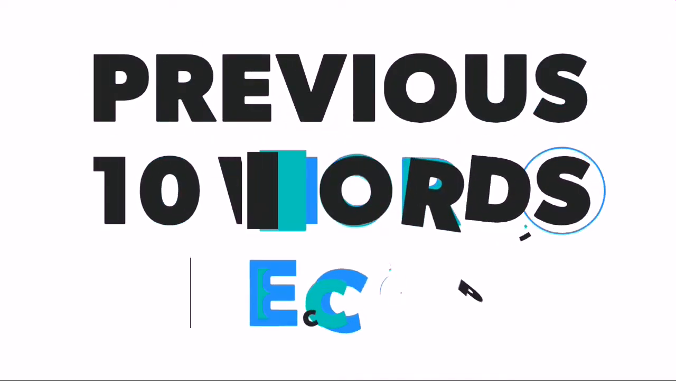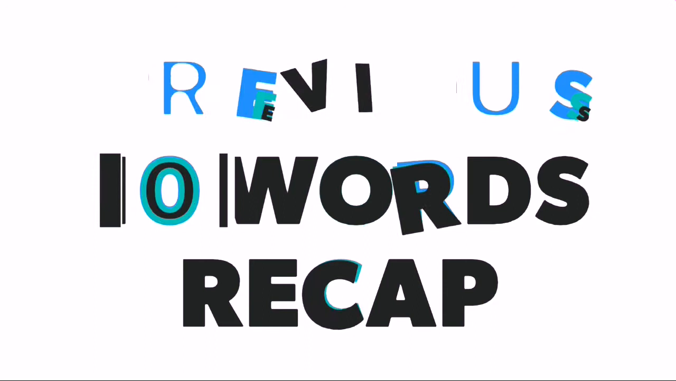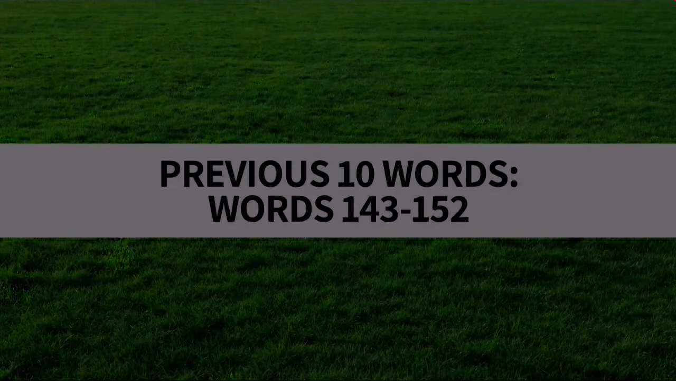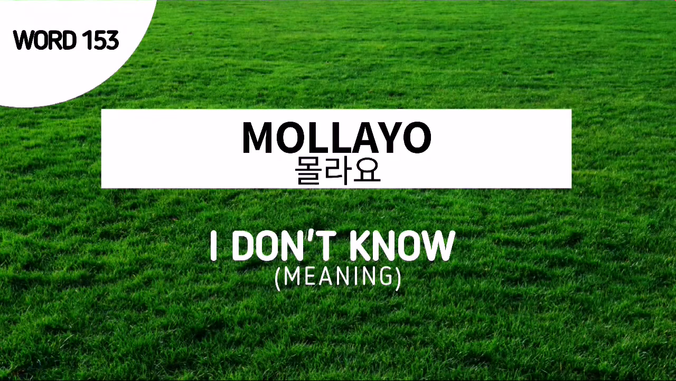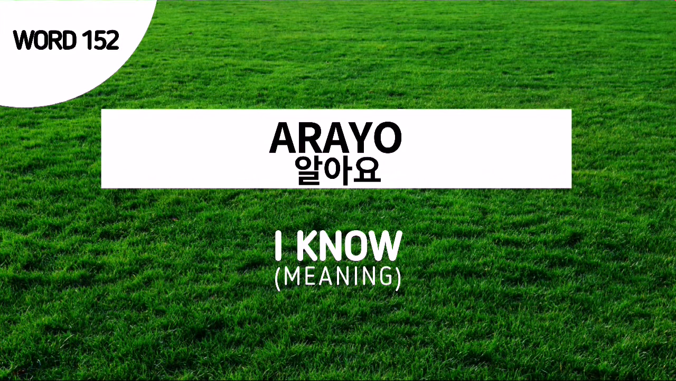Now let's proceed to the previous 10 words recap. As of now, the previous 10 words are words number 143 to 152. Don't forget our word for today, word number 153, MOLLAYO. This means, I don't know. Word number 152 is actually the opposite of MOLLAYO. This is Arasseo, which means, I know.